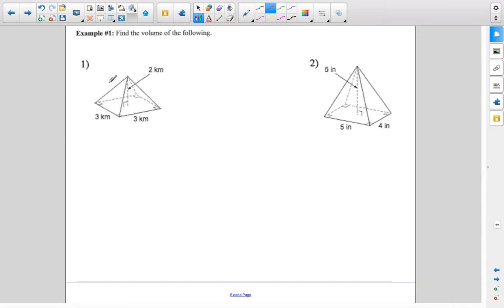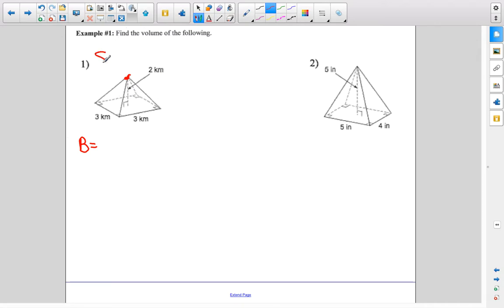Okay, so let's look at this first pyramid. Looks like my pyramid up on the front table here, except these aren't kilometers, they'd probably be inches. So I asked myself, what shape is the base? Now on a pyramid, it's pretty easy to see the base because it's going to be opposite this vertex. So if I go straight down, I see the base, and here it is. Look at the dimensions, and you see 3 and 3. So it must be a square.